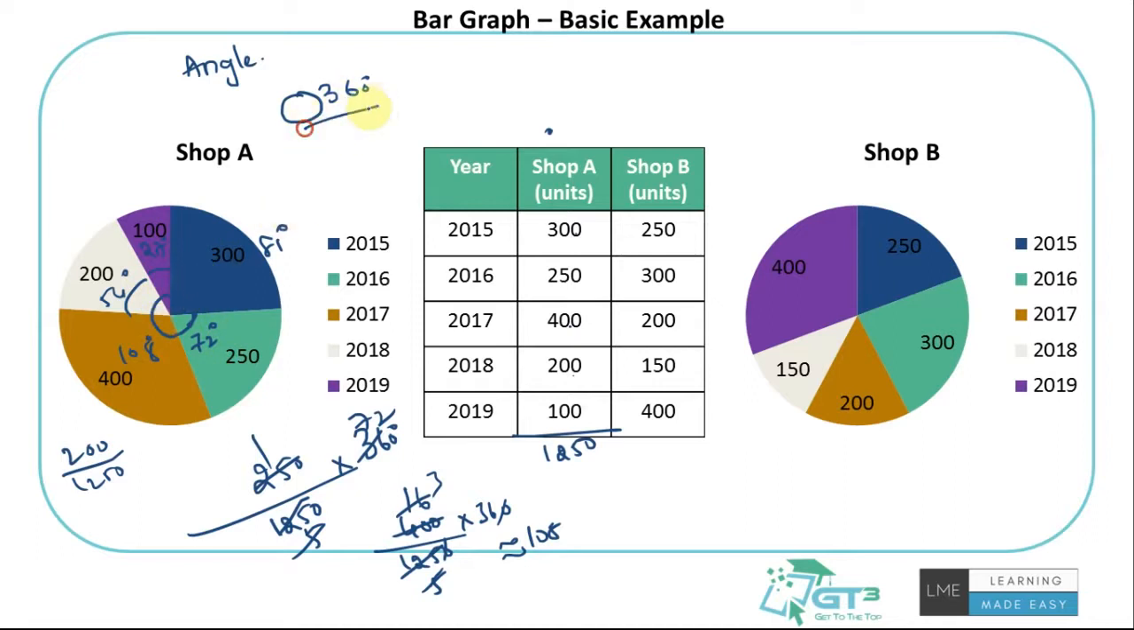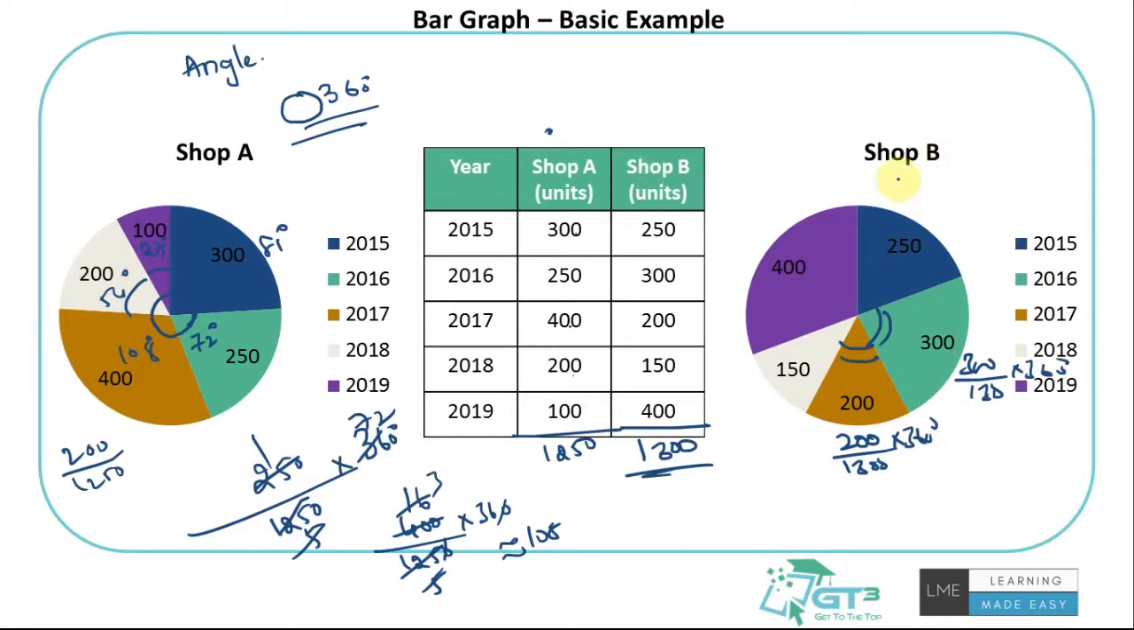The logic is that it is 360 degrees. Similarly, for this also, I just need to sum them up: 550, 750, 940, 400, 1300. The individual angles will be 200 by 1300 into 360 degrees, and that will be the angle made at the center. That is how the shares will be calculated for each part. 300 by 1300 into 360, etc.